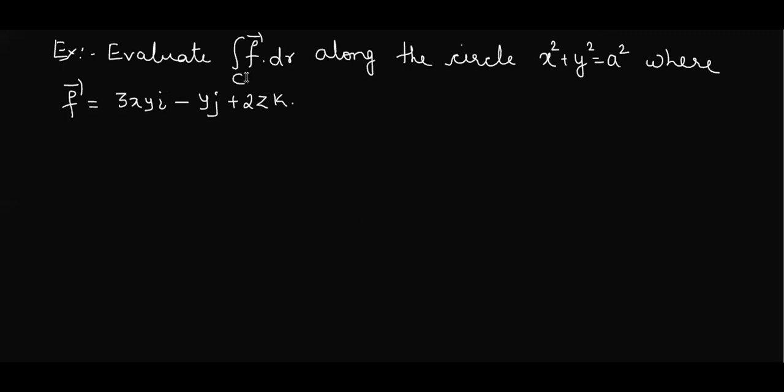So we need to evaluate a line integral of F dot dr over C, where C is a circle given by the equation x square plus y square equal to a square, and F is given as some vector field. So can anybody tell me, for the circle x square plus y square equal to a square, if I want to draw it, which quadrant does it come in?